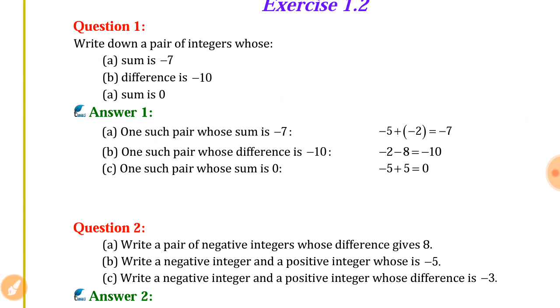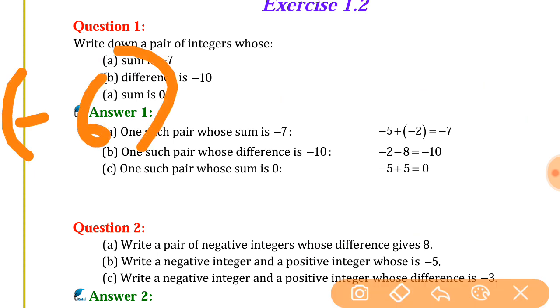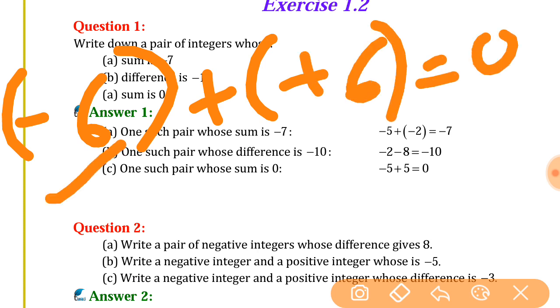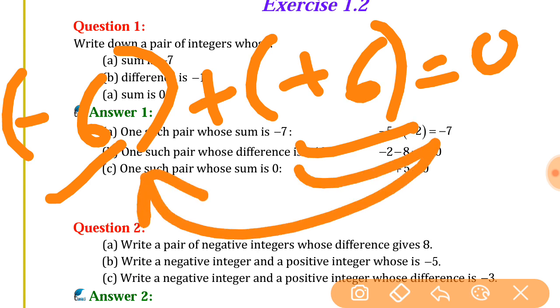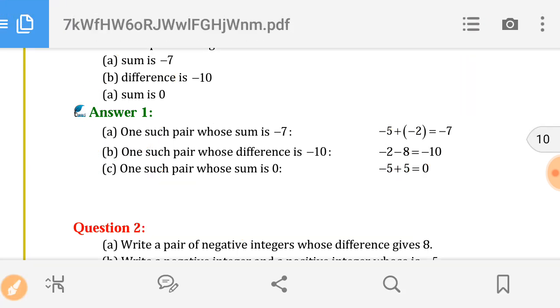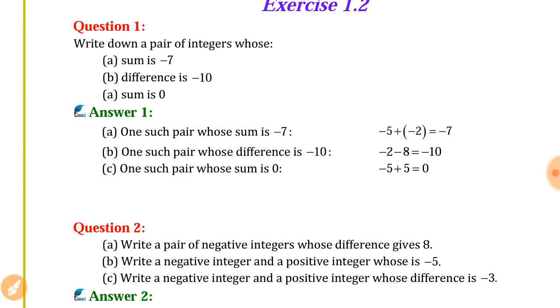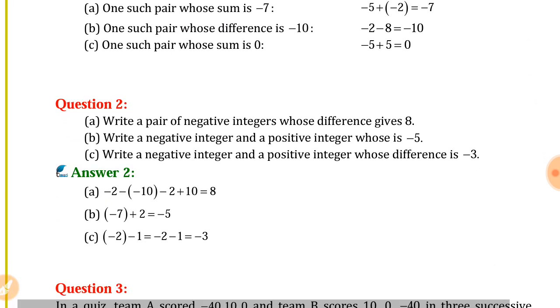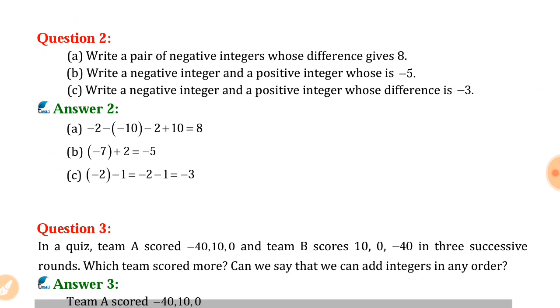You can take another also, minus 6 and plus 6, because minus 6 is the additive inverse of plus 6, and plus 6 is the additive inverse of minus 6. So these are the additive inverses of each other which give the sum 0. Here I have written minus 5 and plus 5 directly. You can write any examples there. So go for the second one.